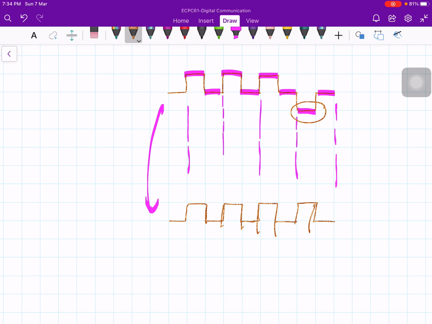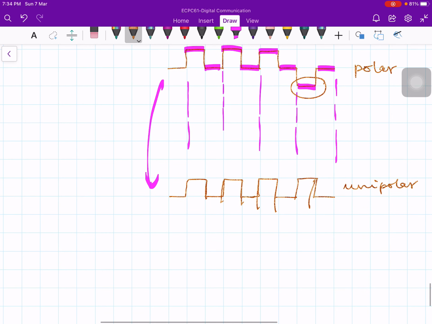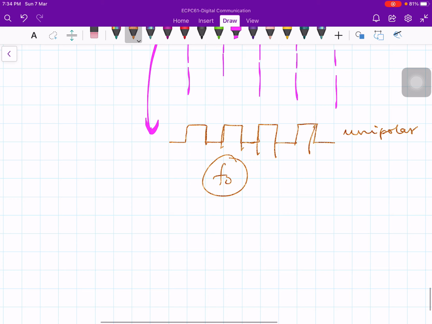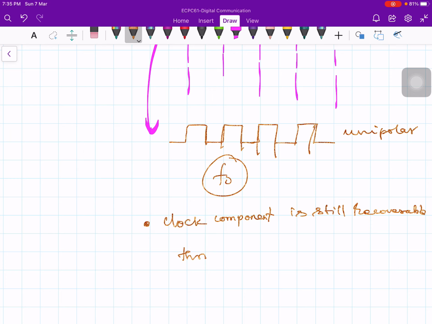We will convert the polar signal into a unipolar signal. This is the polar signal, and this is the unipolar signal. We can easily convert the polar signal into a unipolar signal for the purpose of clock extraction by simply rectifying the received signal, and then generating the components at f0. So in a polar signal, the clock component is still recoverable through the rectification process.